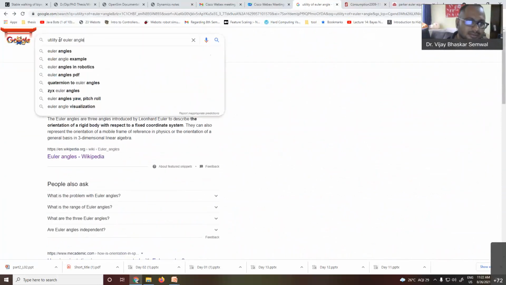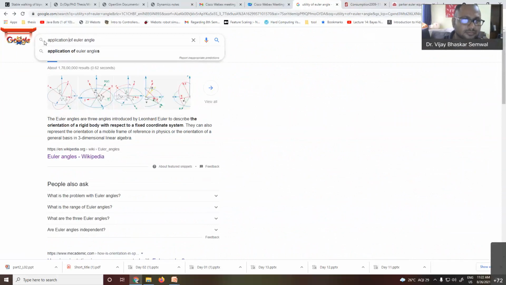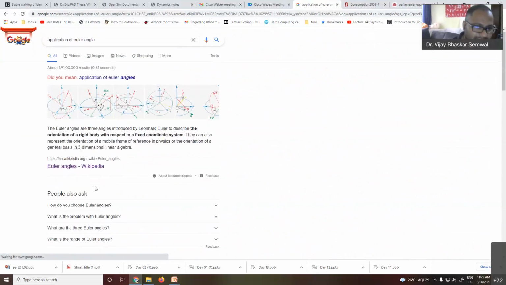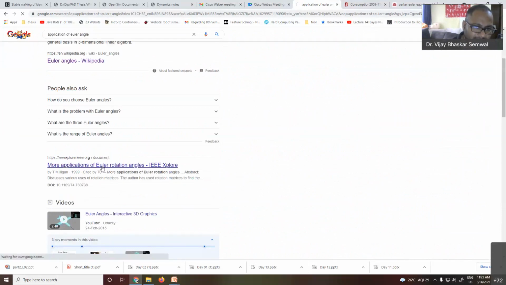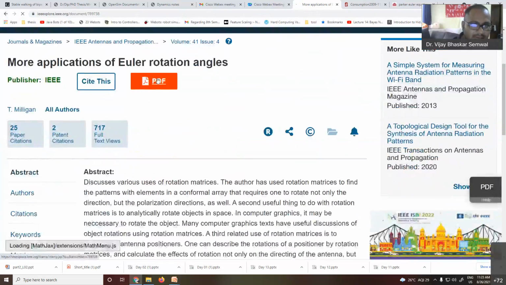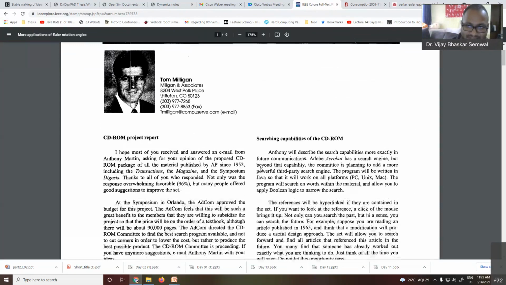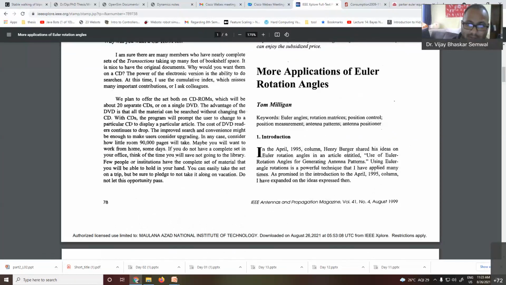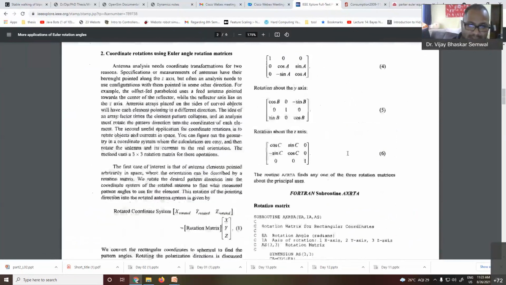Application. I have also never checked this one. So I will not. They are writing that the searching capability of CD-ROM. Okay, CD-ROM report. More applications of Euler rotation angle. This is the rotation angle.